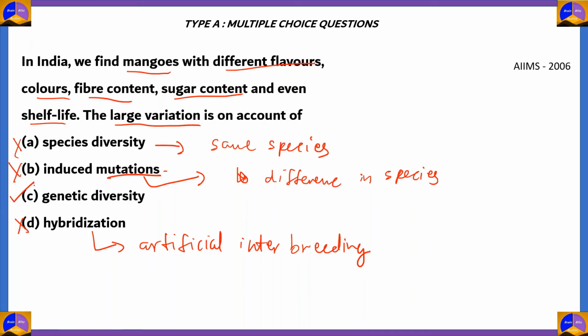The right answer is option C, genetic diversity. As the mango spread all over the world in different areas, it had different advantages for survival. So they had different genetic traits because of their environment. So genetic diversity encompasses all of that. So option C is the right option.